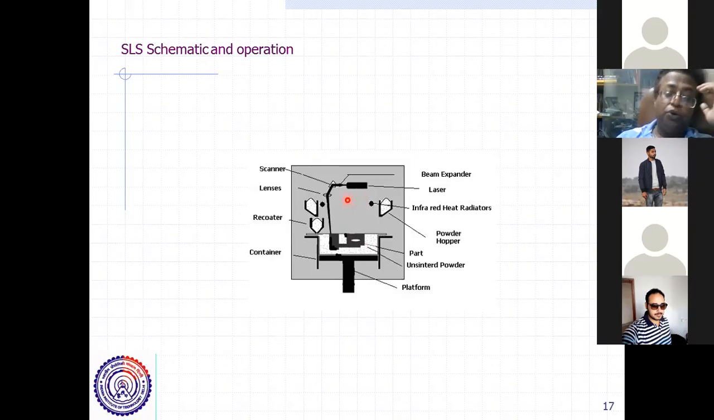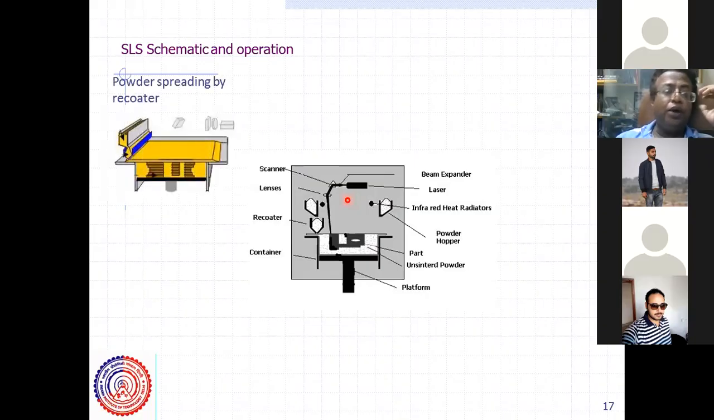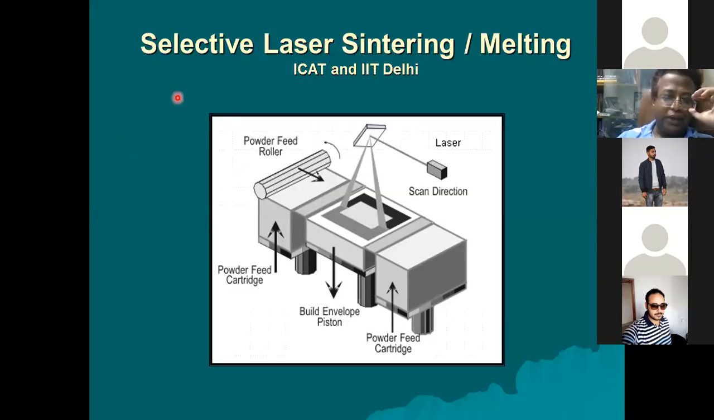Then what you will do? You are going to recoat. There will be a powder bin here. You can see this is a powder feed cartridge. The powder will be spread on the platform by this roller feed or by the recoater. So one layer of powder will be spread on the platform.